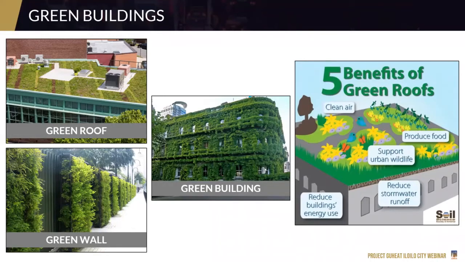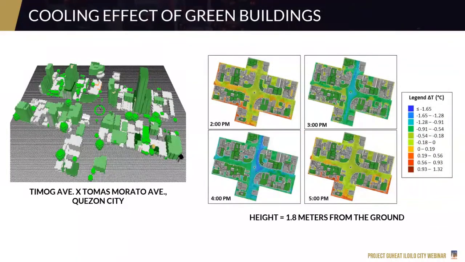So sa Iloilo City po, wala kaming kinonduct na study regarding cooling effect ng green buildings. Pero papakita ko lang as a teaser yung study na ginawa sa Quezon City. So they selected some of the buildings and kinonvert nila to green buildings. And the results show na the green building scenario was able to decrease the air temperature by up to 1.65 degrees Celsius sa height of 1.8 meters from the ground, or yung height na pinaka na-experience ng tao na air temperature.